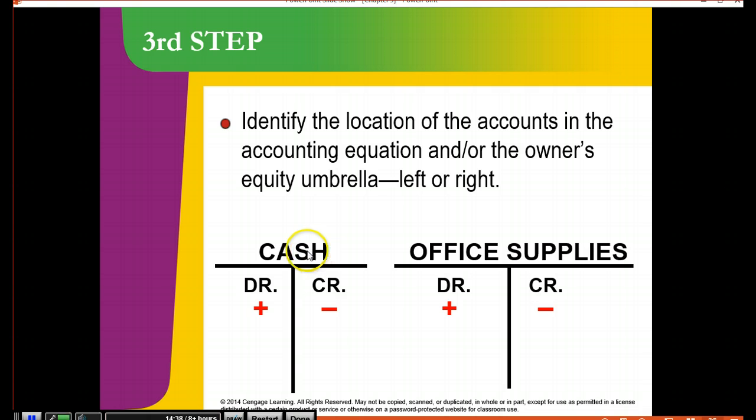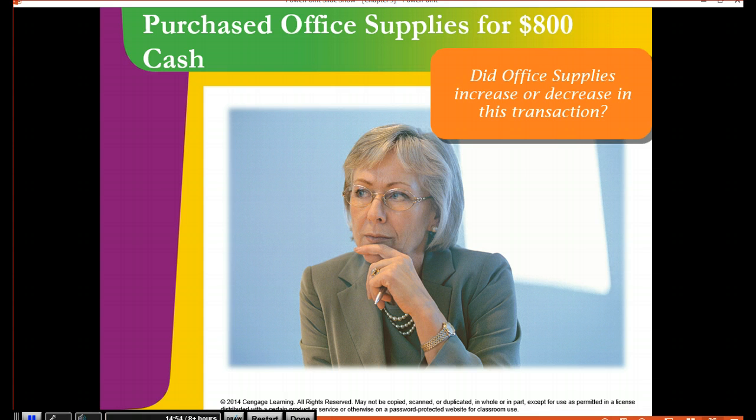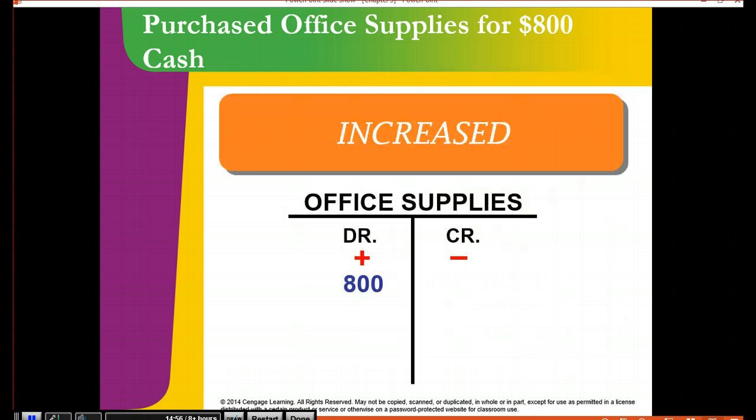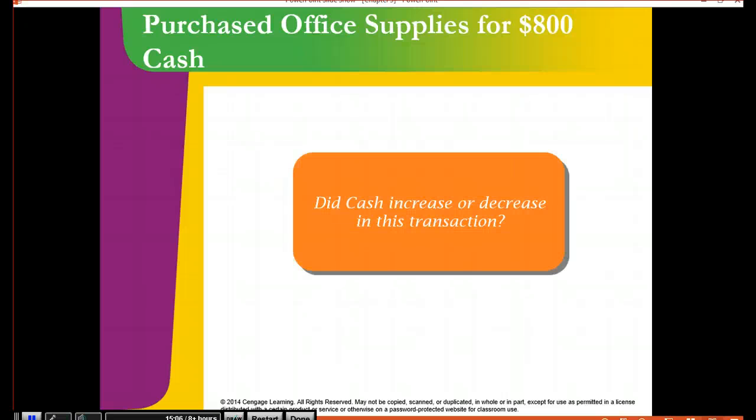So as I write these down, identify the accounts, then you start putting the numbers in. Okay, so I write cash down. They're both asset accounts, so the plus minus is going to be the same. So then we say what happened to each one. Well, we said office supplies increased, so we put the 800 there. That's my debit entry. And office supplies, that's the only thing that happened to office supplies.